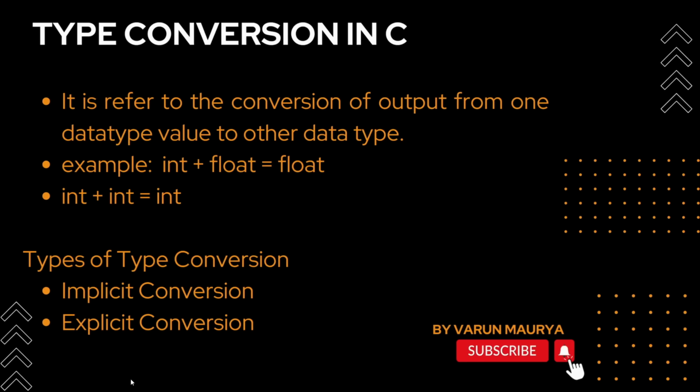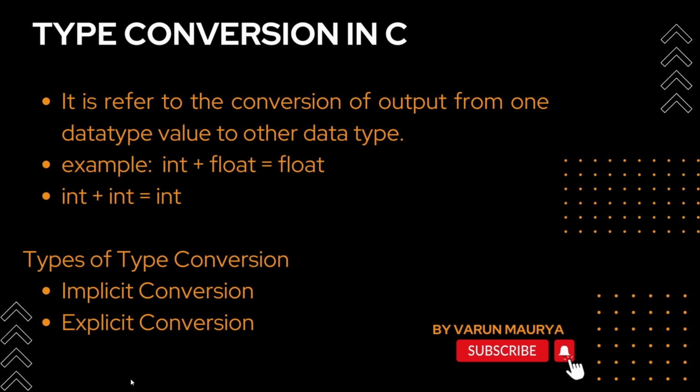In the C programming language, we have two types of conversions. First is implicit conversion and second is explicit conversion. Implicit conversion is done automatically by the compiler, which means we don't have to do anything. But in explicit conversion, the compiler doesn't do anything. You have to convert it on your own.